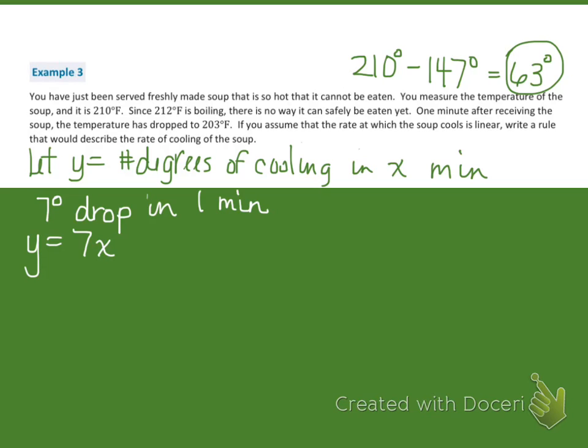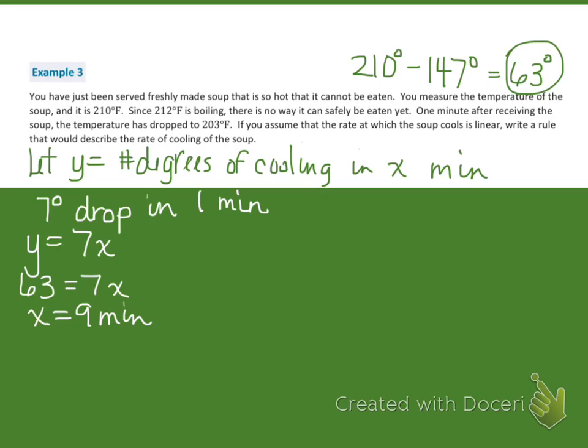So we could say, well, what number would give us 63 degrees of cooling? What number of minutes? And so we could come over here and solve our equation for it, or you could just work it out directly too. But 63 is equal to 7 times the number of minutes that we need. So 63 divided by 7 is 9, so x is equal to 9 minutes. 9 minutes of cooling should get us down to 147 degrees.